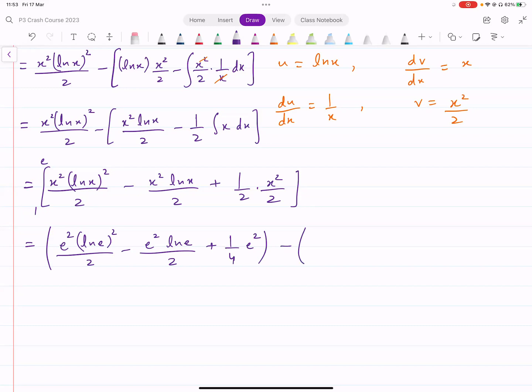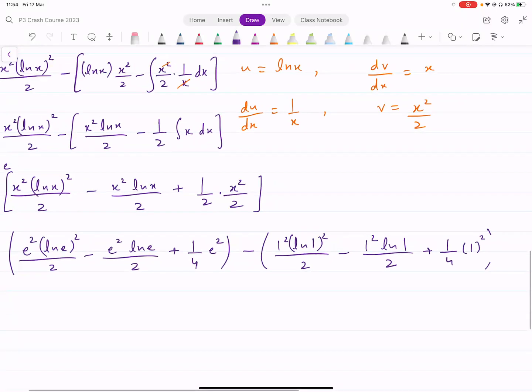Subtract from this the case when we input 1, that gives us 1 square into ln 1 whole squared over 2. Now you know ln 1 is going to become 0, so this whole term is going to become 0 anyway. So you can just write 0 for that as well if you want directly. 1 square into ln 1 divided by 2, the same is the case for this one. Then we have 1 over 4 into 1 squared.